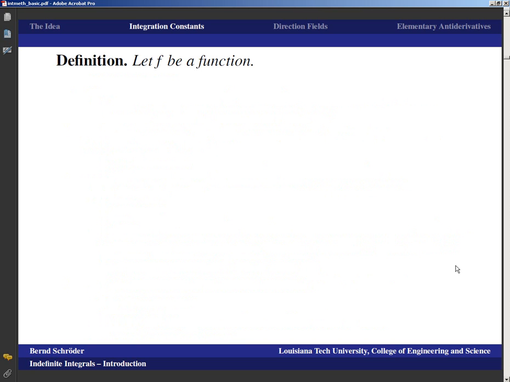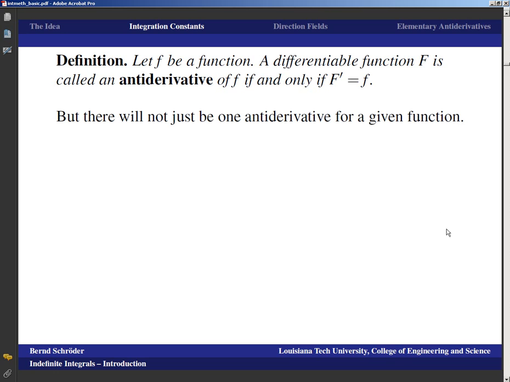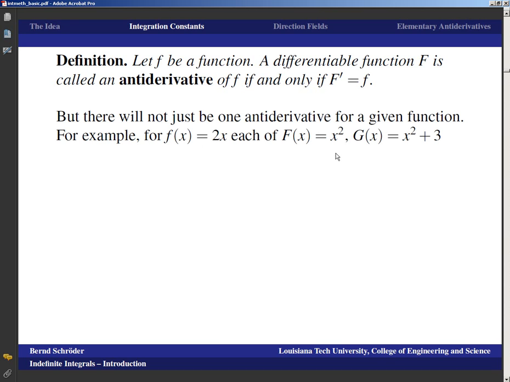The definition is that if you have a function f, then a differentiable function capital F is called an antiderivative of lowercase f if and only if capital F prime is lowercase f. But what we will see right away is there will not just be one antiderivative for a given function. For example, when you have the function f of x equals 2x, then each one of the functions capital F of x equals x squared, capital G of x being x squared plus 3, and capital H of x being x squared minus 9, all three of these functions are antiderivatives of 2x.